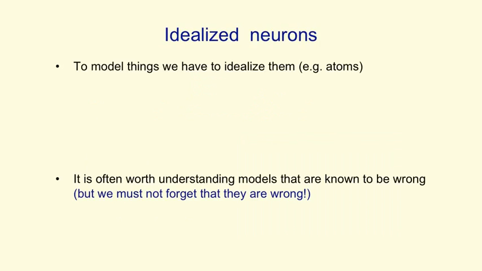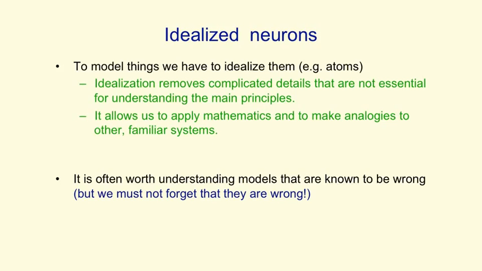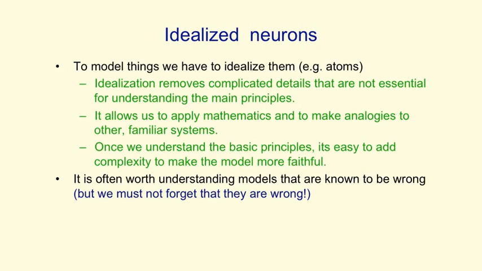In order to understand anything complicated, we have to idealize it. That is, we have to make simplifications that allow us to get a handle on how it might work. With atoms, for example, we simplify them as behaving like little solar systems. Idealization removes the complicated details that are not essential for understanding the main principles. It allows us to apply mathematics and to make analogies to other familiar systems. And once we understand the basic principles, it's easy to add complexity and make the model more faithful to reality.